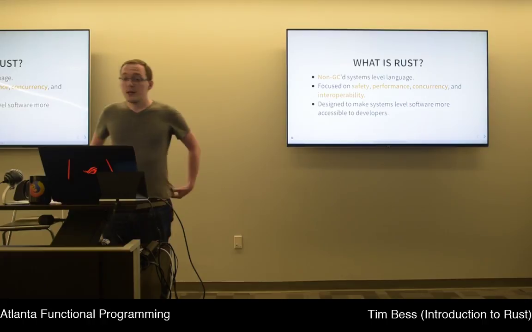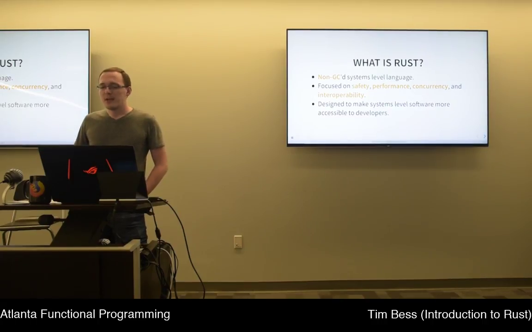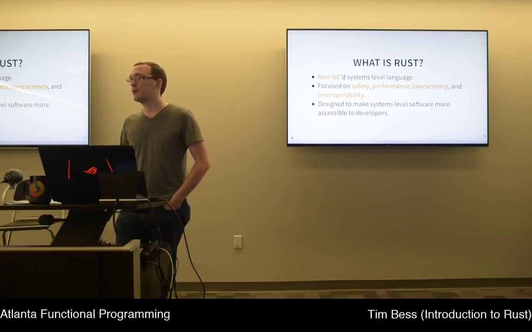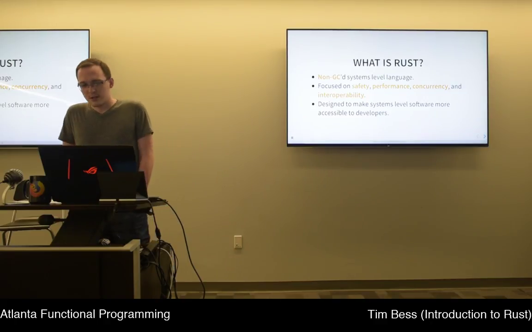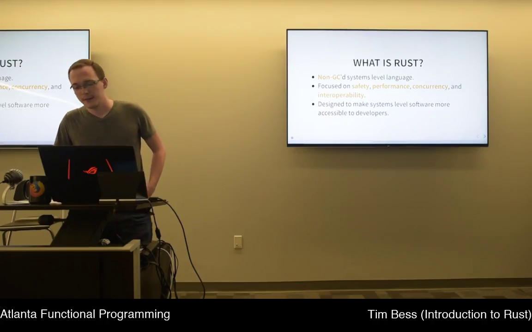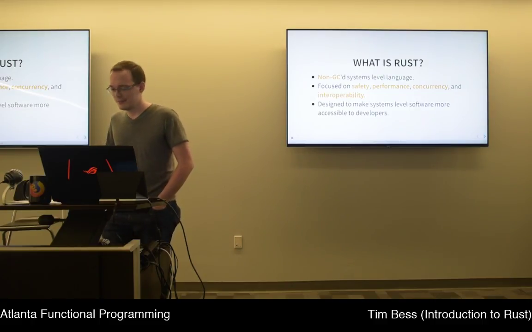So Rust is a non-garbage collected systems level language. Its focus mainly is safety, performance, concurrency, and interoperability, namely with C. So it's designed to make systems level software more accessible for just the average developer, right? The idea is you empower developers to write low-level systems software by providing a language that's safe and doesn't allow you to shoot yourself in the foot, right?